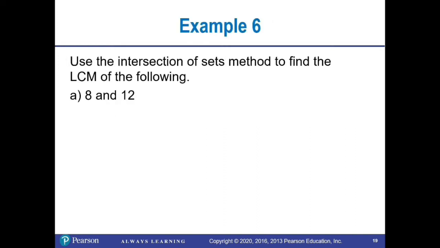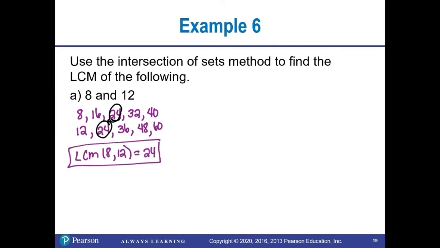So let's use the intersection of sets method to find the LCM of 8 and 12. I'm going to list the first 5 multiples of both numbers. So 8 times 2 is 16, 8 times 3 is 24, and so on. 12 times 2 is 24, 12 times 3 is 36, and so on. I want to look for the smallest number that's in both lists, which would be 24, and so my LCM of 8 and 12 is 24.